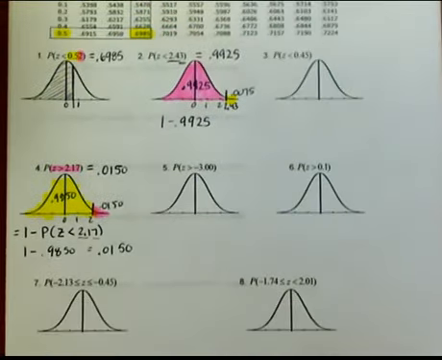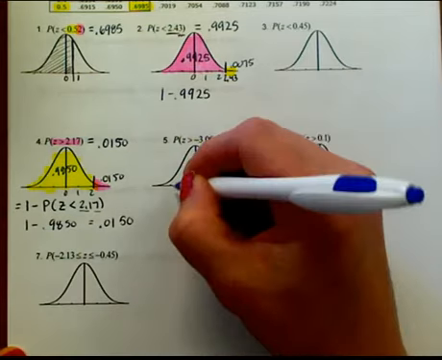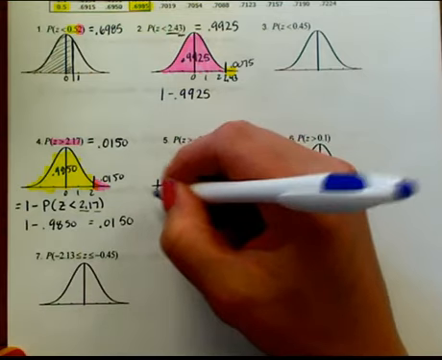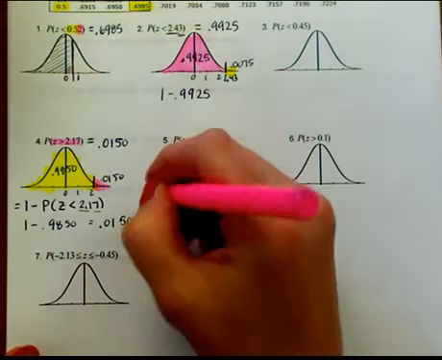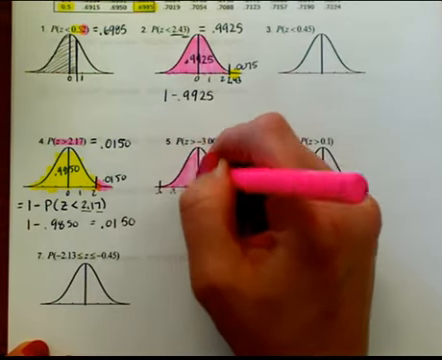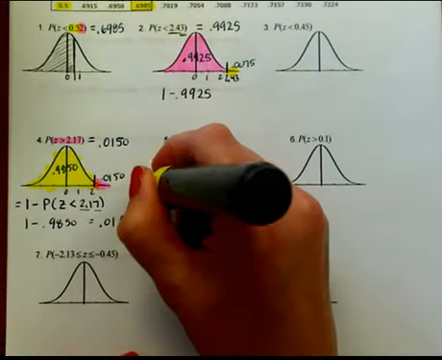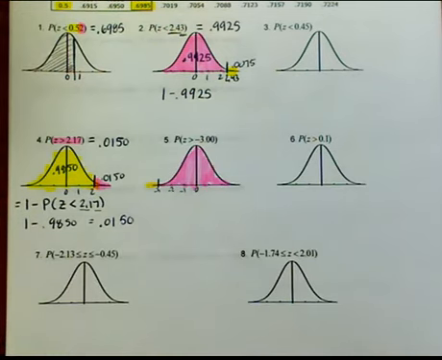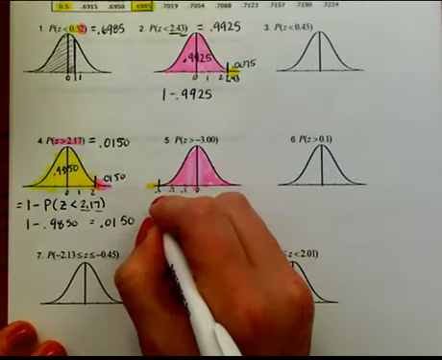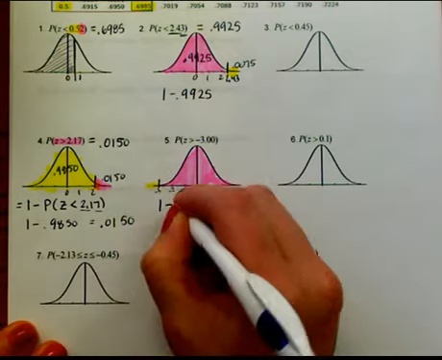Let's go ahead and try number 5. Greater than -3.00. Okay, so here's my line. Now you can't see this, but there is something over here. So I'm looking for this section here. Okay, and there is a little smidge right there. Okay, now my chart is only going to look up the areas to the left. So we're going to rewrite this as 1 minus, I'm going to subtract out this yellow portion.